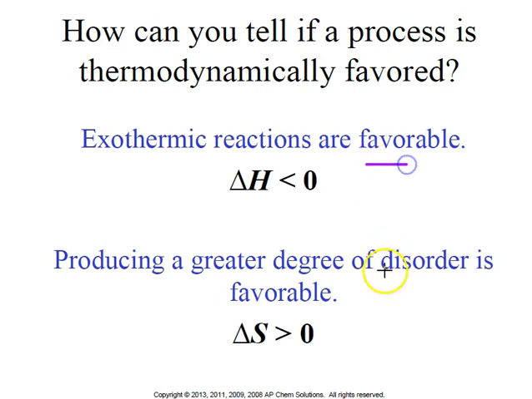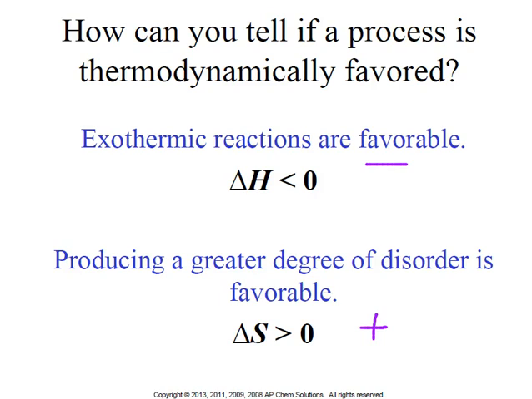So if delta H is negative and delta S is positive, then we can say that the reaction is favorable for sure. But what if delta H is positive and delta S is positive? So one of them is favored and one of them is not. Or what if delta H is negative but delta S is negative too? So one of them is favored and one of them is not. How do we determine if the process is favored or not if these two things are not true? So we'll work through some examples about how to decide.